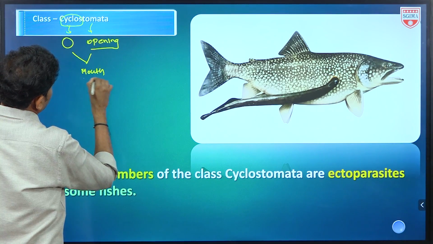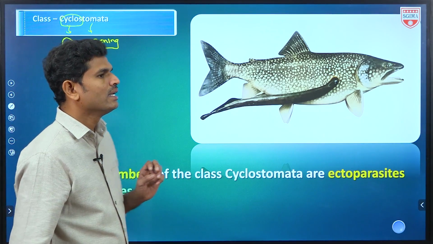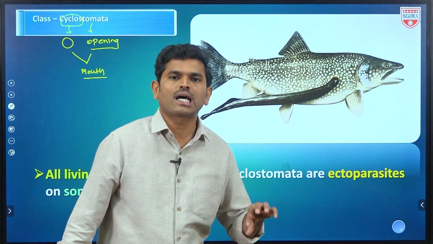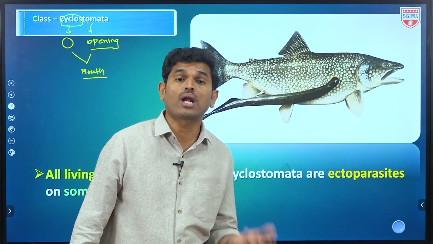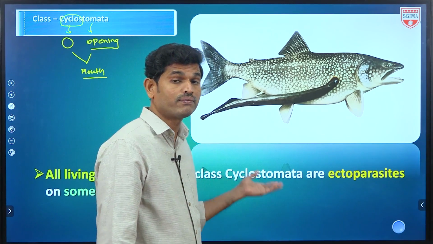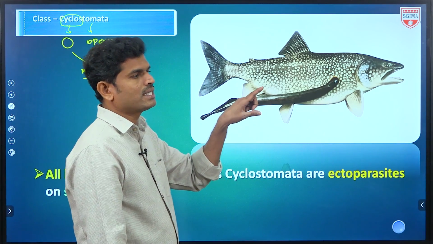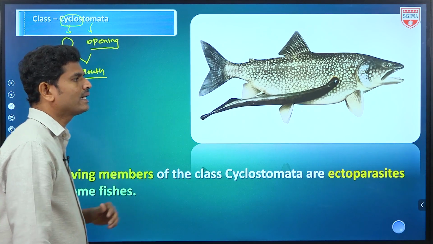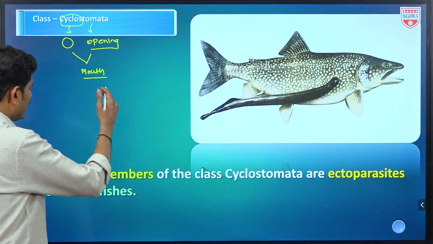So, these organisms contain a round sucker-like mouth. Why a round sucker-like mouth? Because jaw bones are absent. Due to the absence of jaw bones, the mouth is round and sucker-like. Okay, so let us see that.